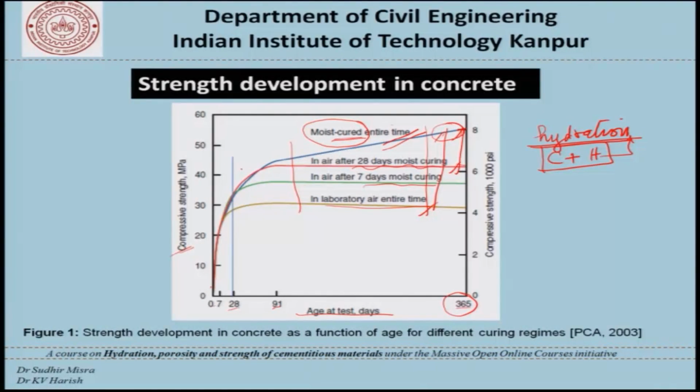Now on this graph, if I draw a line at 28 days, which is the commonly used time for carrying out quality control exercise for most of our concrete structures, even the quality control of cement, we find that depending on the kind of curing that we do, we will have different levels of strength.